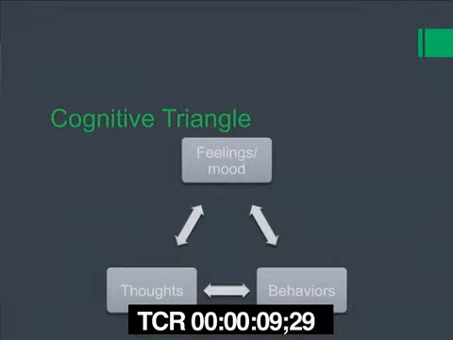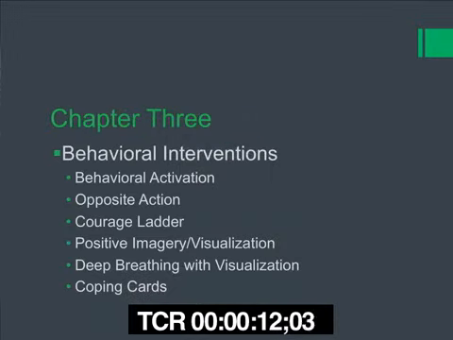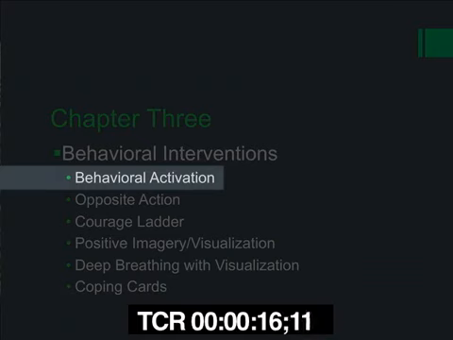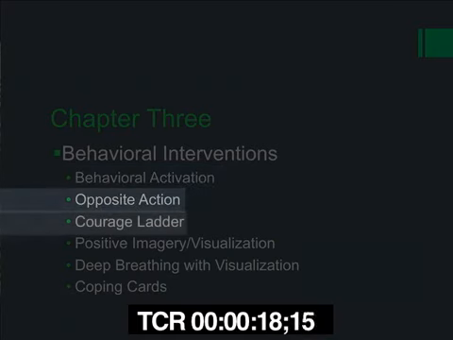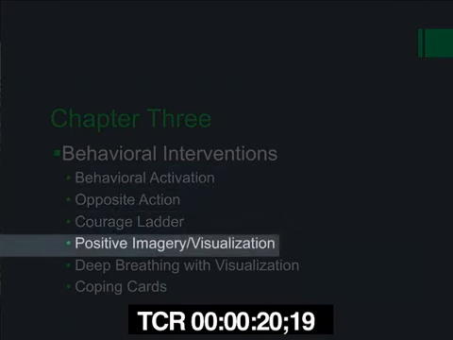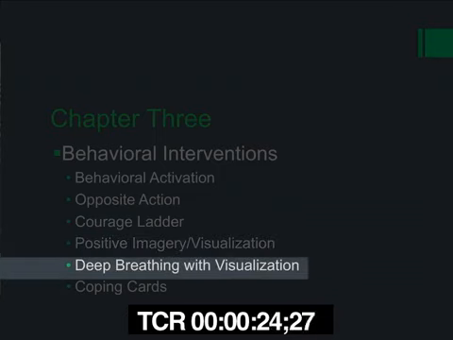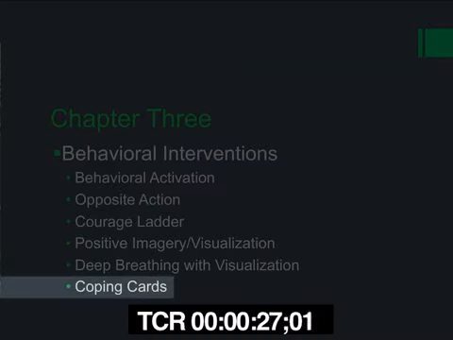We've covered a lot of material in sections 1 and 2, so let's move on to section 3 with the behavioral interventions. In this section, we're going to cover the cognitive triangle, the behavioral interventions, including behavioral activation, opposite action, courage ladder, positive imagery and visualization, deep breathing with visualization, and coping cards.